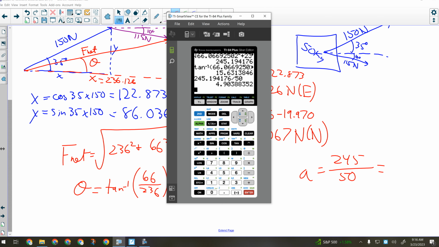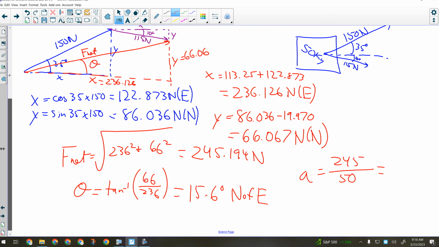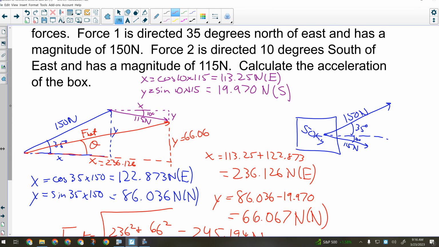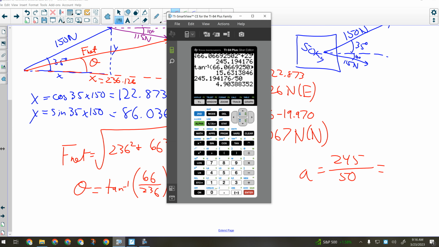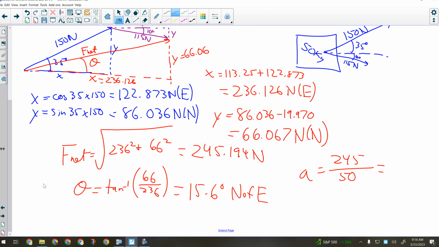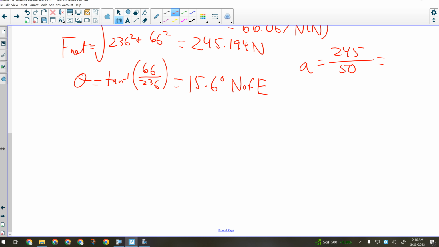Okay, so my acceleration is going to be, and we only had 2 sig digs, right? Yeah. Okay, it's going to be 4.9 meters per second squared at, well, actually at 16 degrees. That's 2 sig digs. Okay, at 16 degrees north of east. So that'll be my final answer there. 4.9 meters per second squared at 16 degrees north of east.